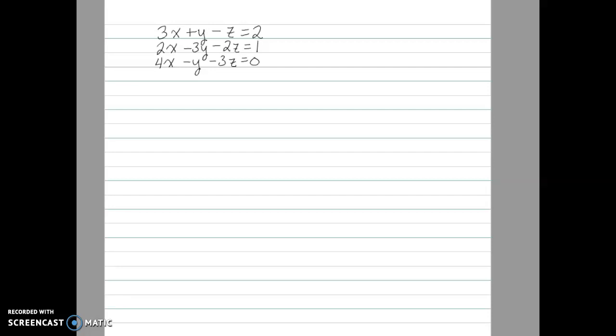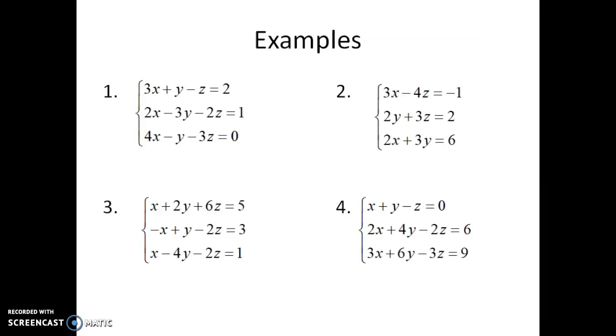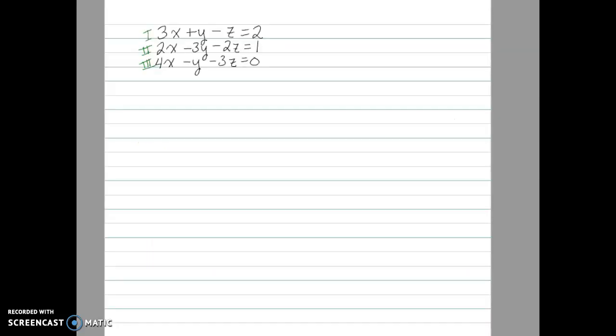Alright, so I have the 3 equations written out here. And what I like to do is go ahead and label the 3 equations with Roman numerals just to help me keep track of everything. So what we want to do is take 2 of the equations and eliminate the same variable.